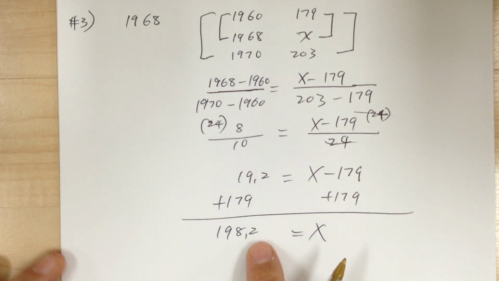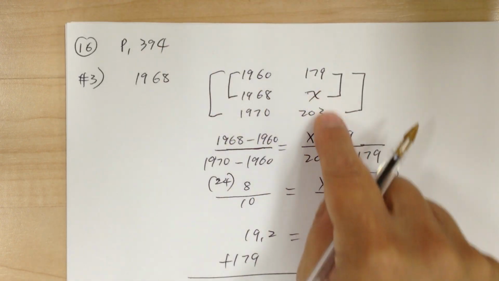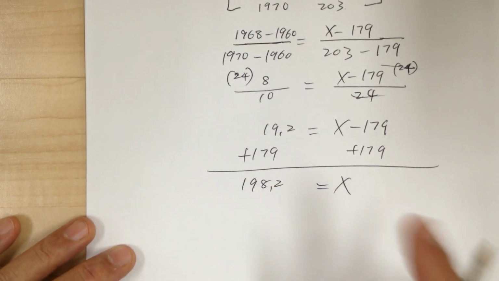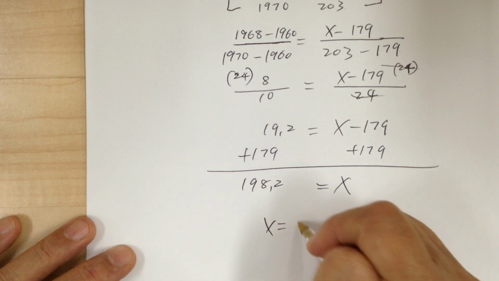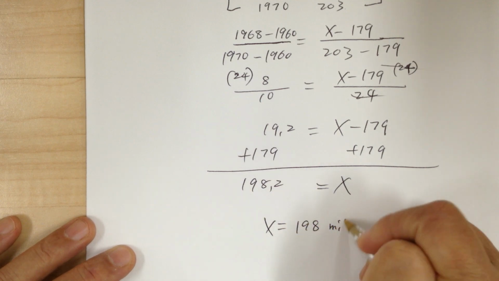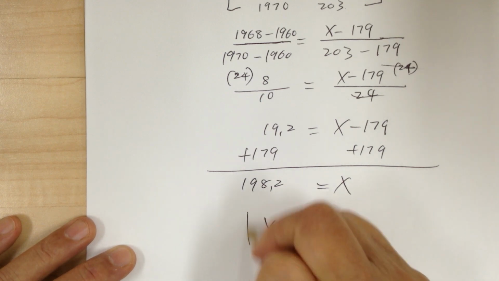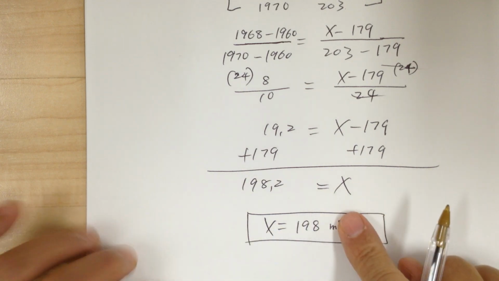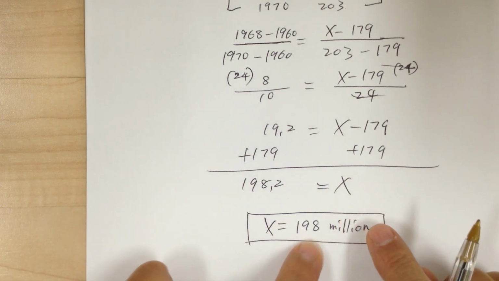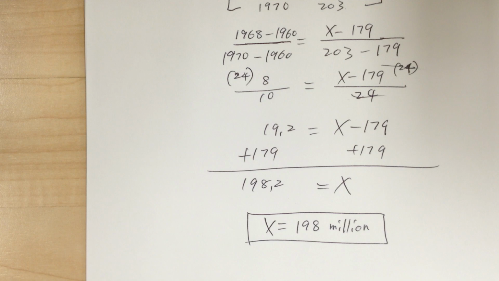Because there are no decimals over here, you can just round off to the nearest integer. But remember your label, so x will equal 198 million. Don't forget your million, because 198 is different from 198 million. You're off by a factor of a million, so be careful with that.